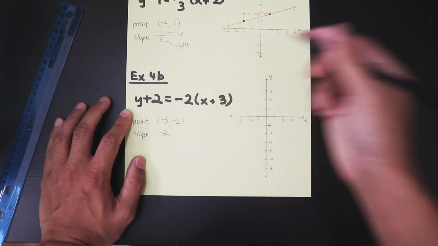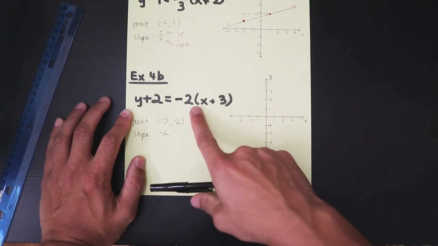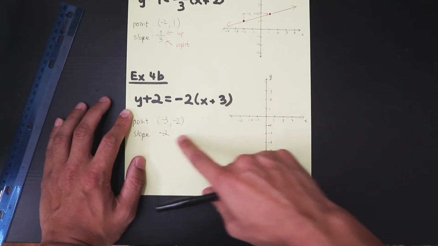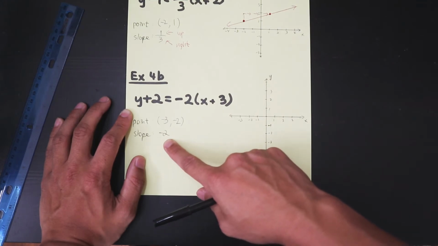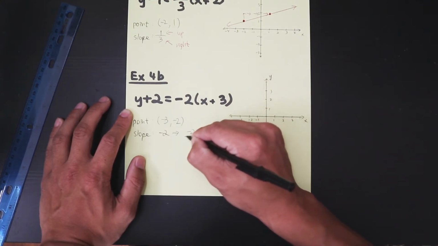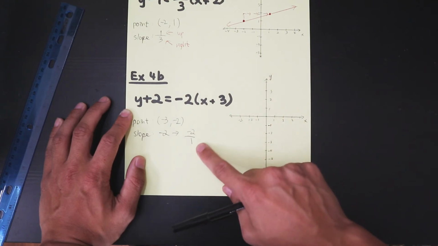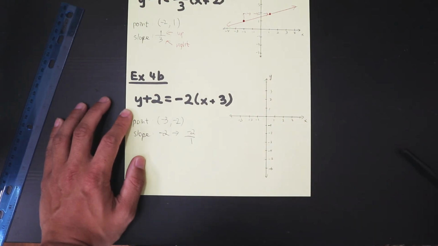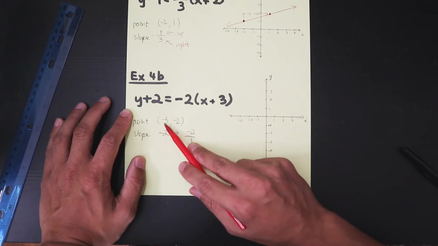which is -2. Now, you notice that this slope is not a fraction. So you could write any whole number or negative number as a fraction. I could always change -2 to -2/1 so that it becomes a fraction. So let's graph this. For the point, it says -3, -2.